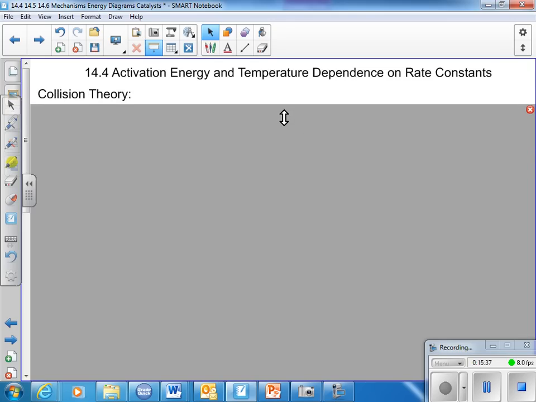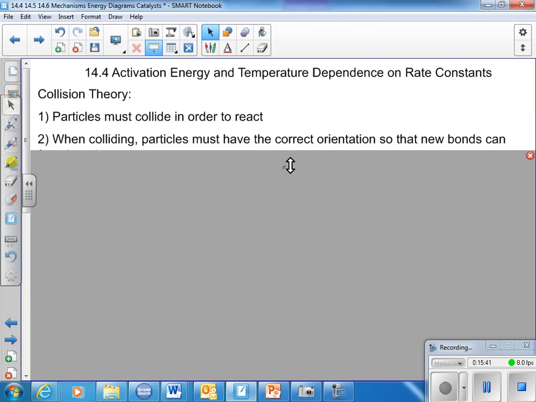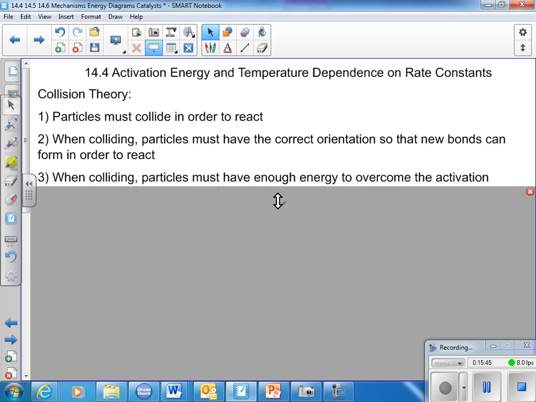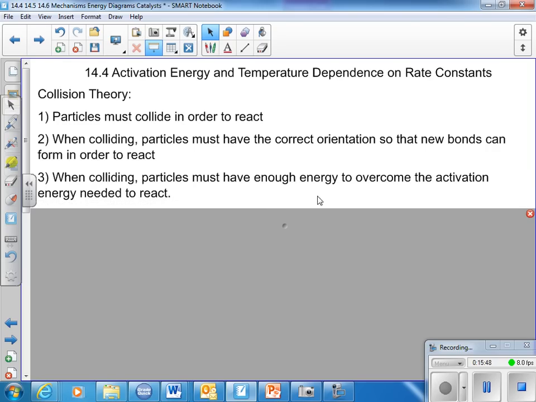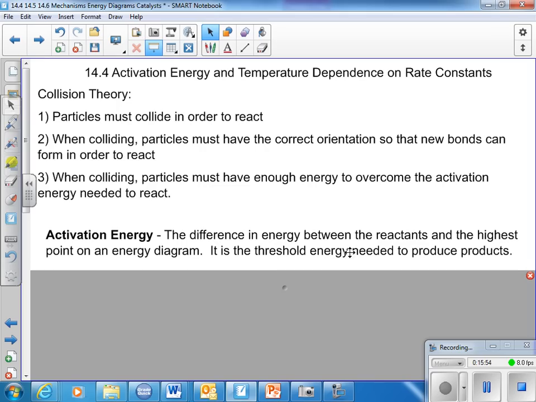Collision theory. First you need to know the collision theory. Particles have to collide in order to react. They have to be in the correct orientation when they collide. And they have to have enough energy to overcome the activation energy needed to react. What is this activation energy stuff? It's the difference in energy between the reactants and the highest point on an energy diagram.